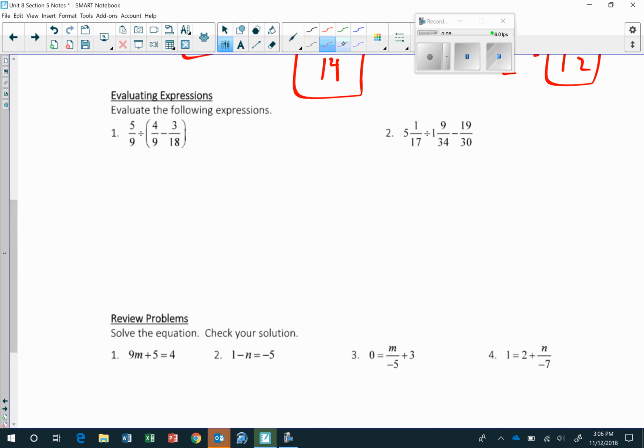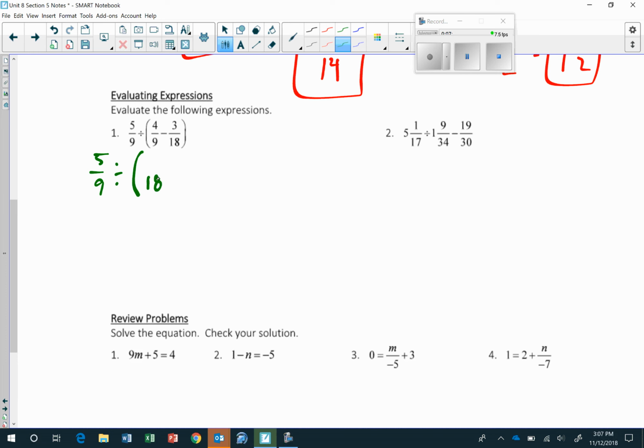The next section says to evaluate expressions. So we just have multiple operations going on. If you look at number 1, according to order of operations, we need to do what's in the parentheses first. So I have 5 over 9 divided by, and then I need to work in those parentheses. I'm subtracting in the parentheses, so I have to have a common denominator.